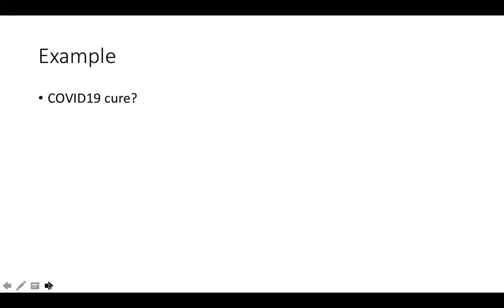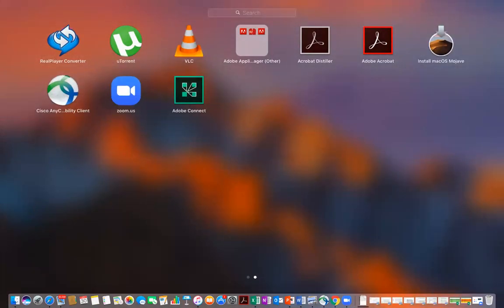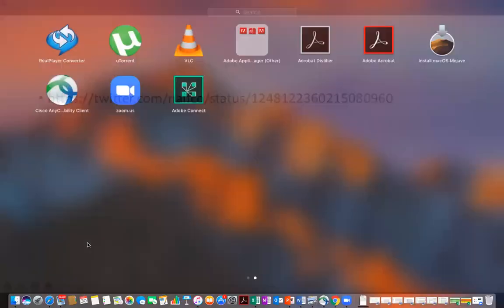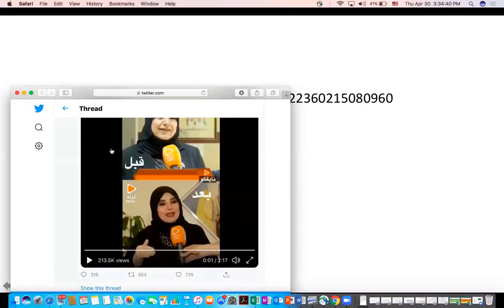A recent example in our time, during the COVID-19 crisis, some people, a lot of people actually, came out to the media claiming that they found a cure for COVID-19. Okay, and I will share with you one example, then we can discuss together. Okay, so here is one example. I hope I can bring it up. Okay.